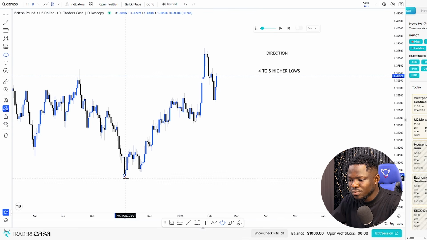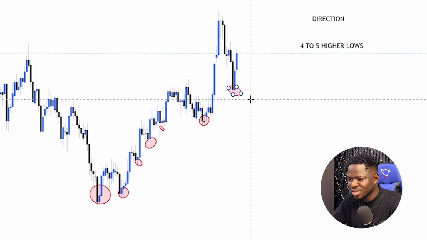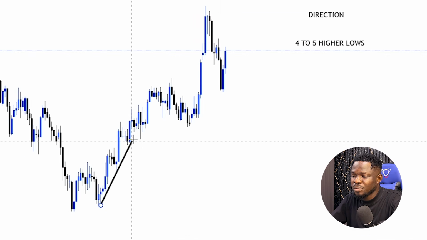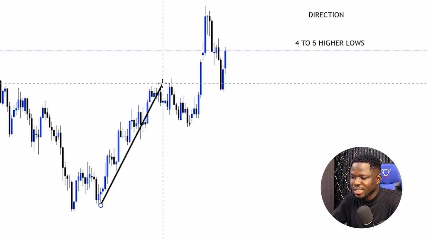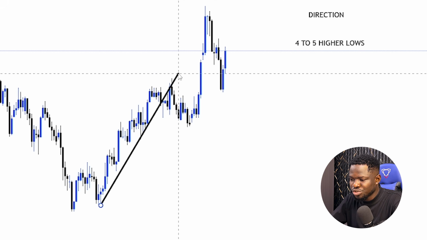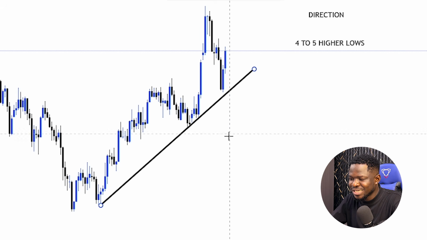We have the first one around the zone, we have another one, third, we have fourth, fifth, we have sixth, we have seventh, we have more than 4. Then the next step is to connect your trend line. If you start from here to this place, right, you can see the trend line is no longer valid anymore. If you adjust it to this place, it's no longer valid anymore. But if you put it like this, it's still valid.